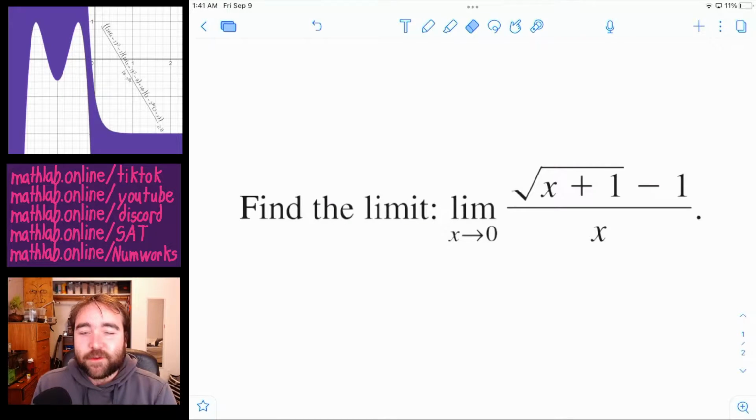So how do you solve this problem? So the first step is, like always, you plug in the x value into the function. And what do you get? You get 0 over 0. So that means you have work to do.